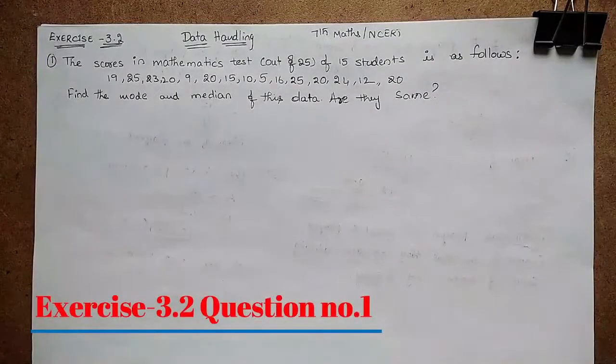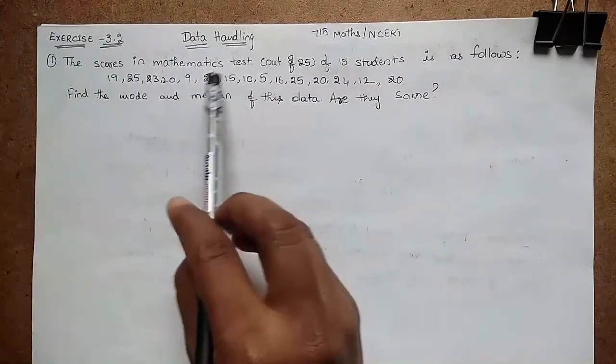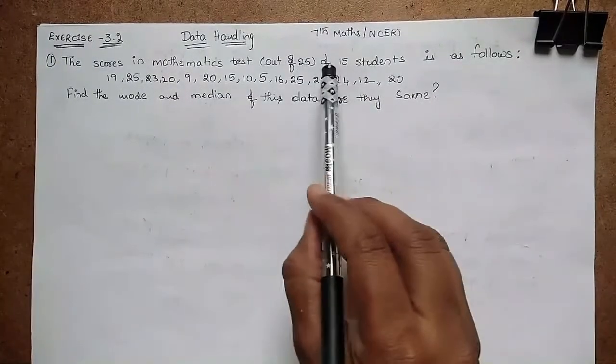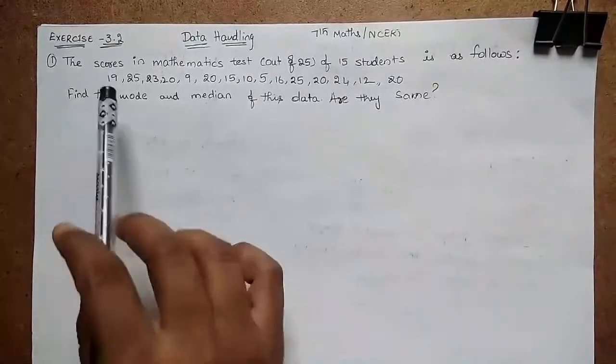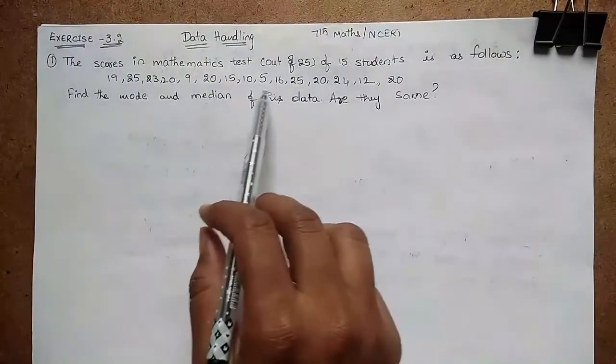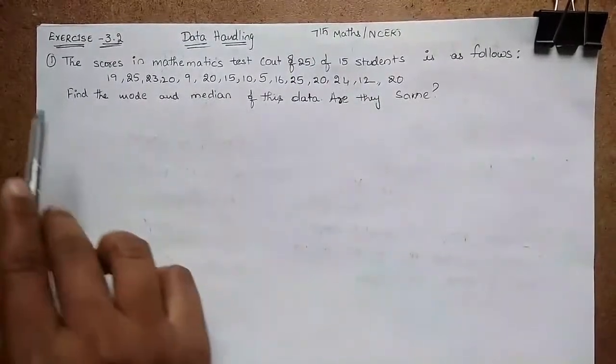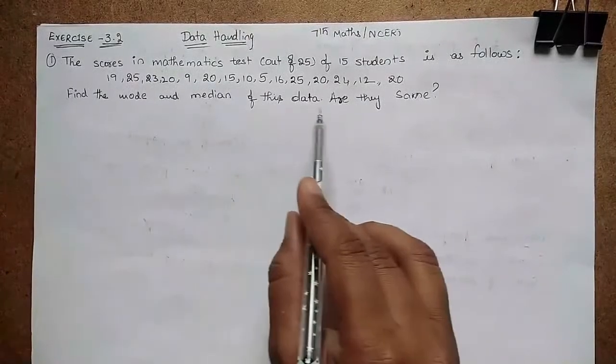Hi, hello, welcome to Mathsmedium. Today I came with an exercise problem from exercise 3.2 from the topic data handling, 7th class NCERT. Now the question was: the scores in a mathematics test out of 25 of 15 students are as follows: 19, 25, 23, 29, 20, 15, 10, 5, 16, 25, 20, 24, 12, 20, like this. Find the mean and median of this data.